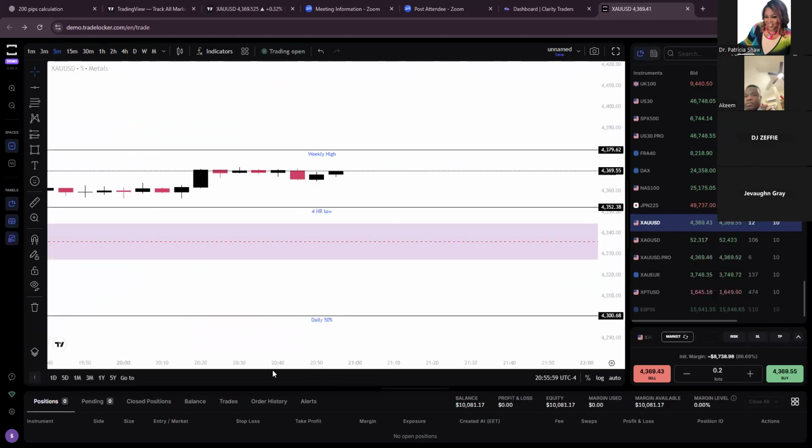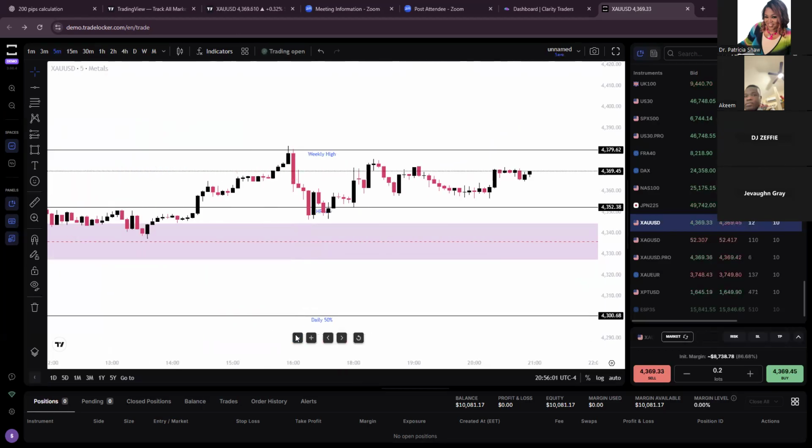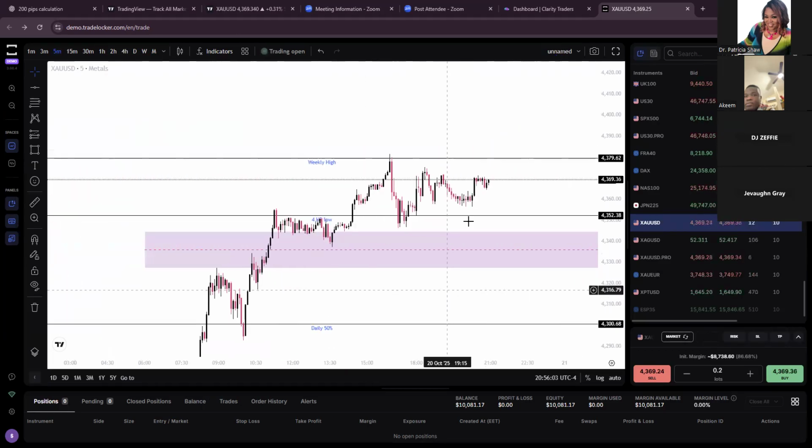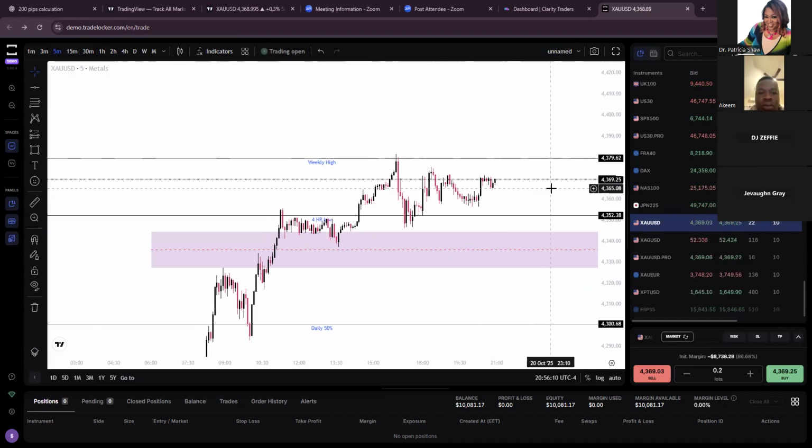Then we got 5 more minutes here on our 5 minute candle. It looks like price is trying to move up, but I don't want to get in before that 4 hour candle closes.